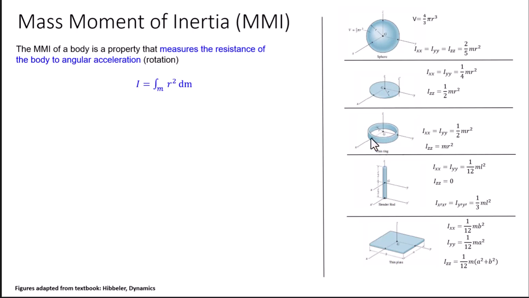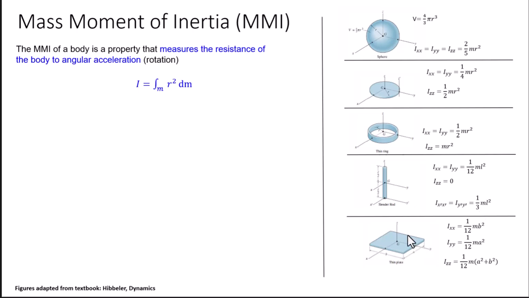For a thin ring, the mass moment of inertia about the axis perpendicular to the plane is m times r squared. And for a slender bar, if we take the mass moment of inertia about any axis perpendicular to that bar through its center, it will be 1/12 m L squared. If we take the mass moment of inertia about an end of that bar, about any axis that is perpendicular, we will have 1/3 m L squared.